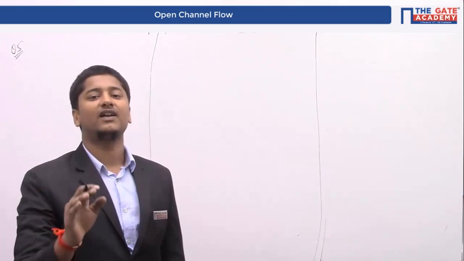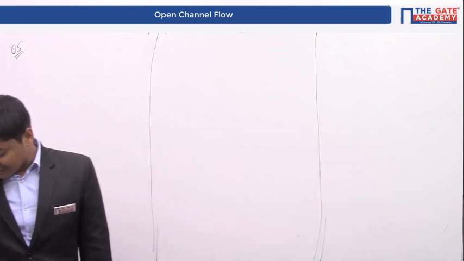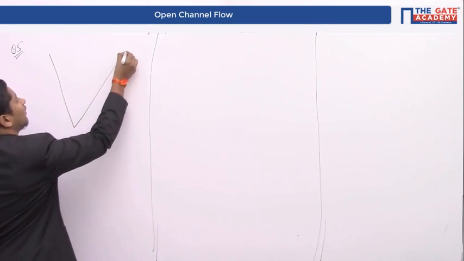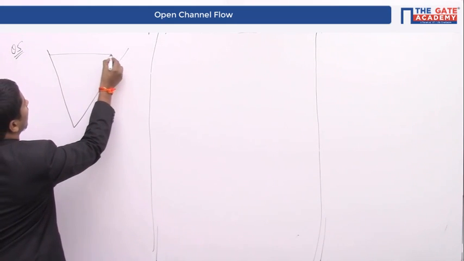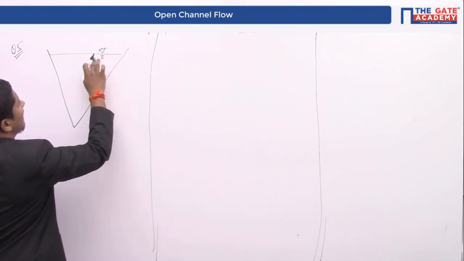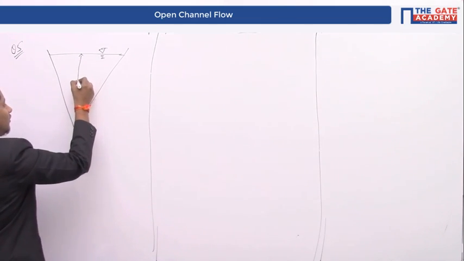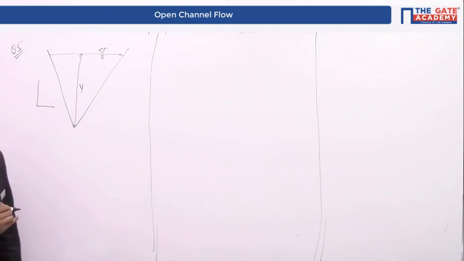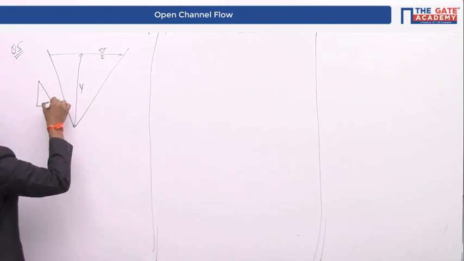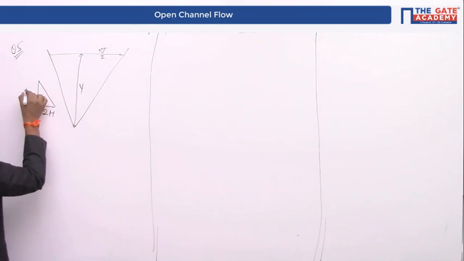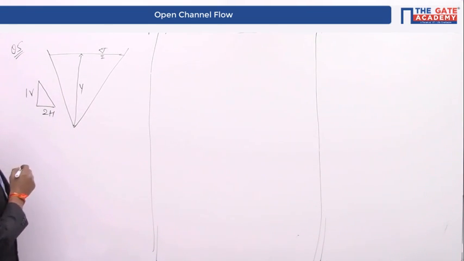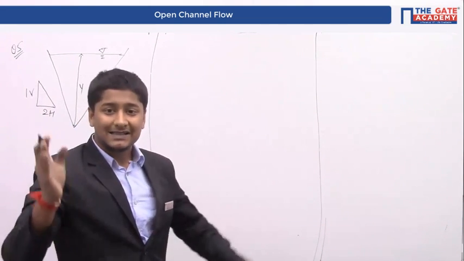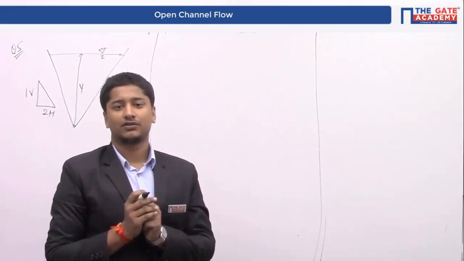First write the given data you have in this question. First, they are telling it's a triangular open channel, so make a triangular open channel. This means I am showing the water surface. This is y. And they have given you 2H:1V. So I am showing that part. They want to give you the slope of that side of the triangular section.